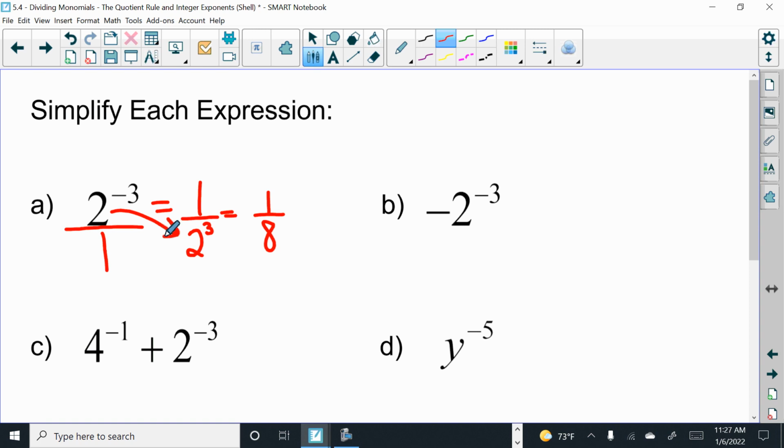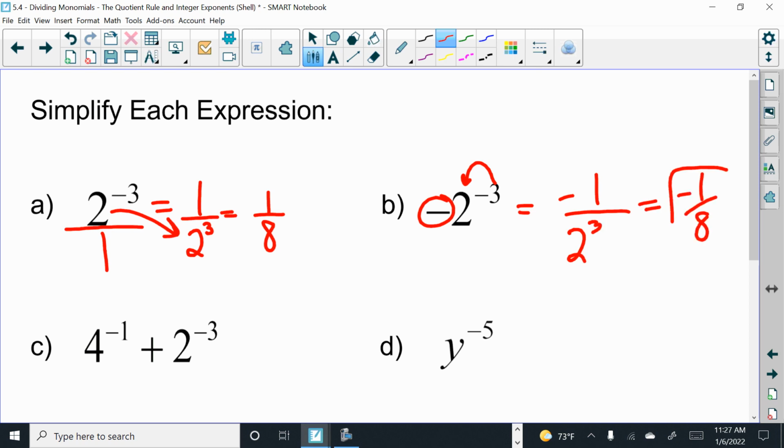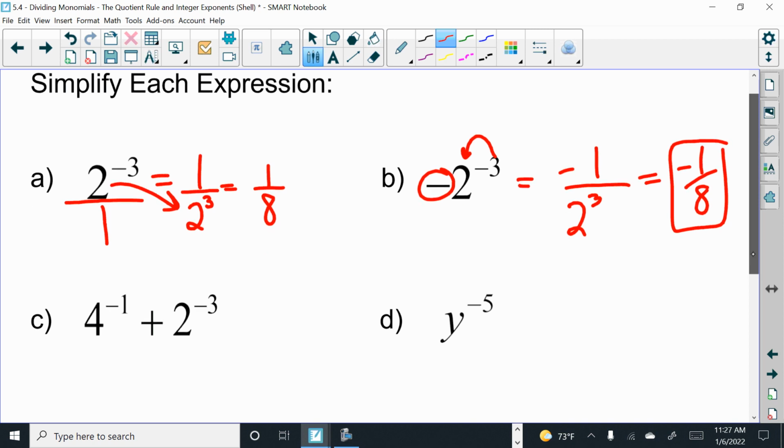All right, now I got negative 2 to the negative 3rd power. This is great. Is the negative 3 affecting the negative 2, or just the 2? The 2. Just the 2. So this negative stays up top over 2 to the 3rd, which would be negative 1/8. Talk to me, brothers. All right. May I continue?